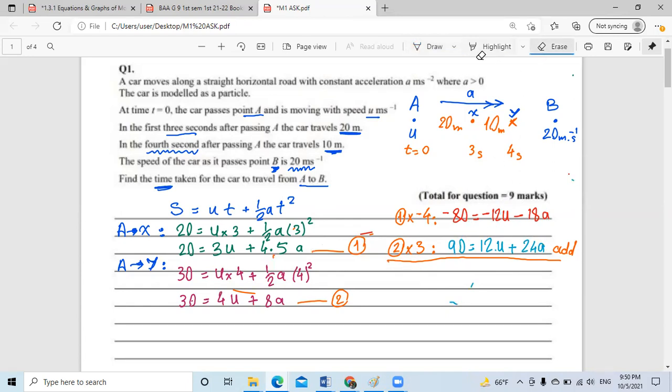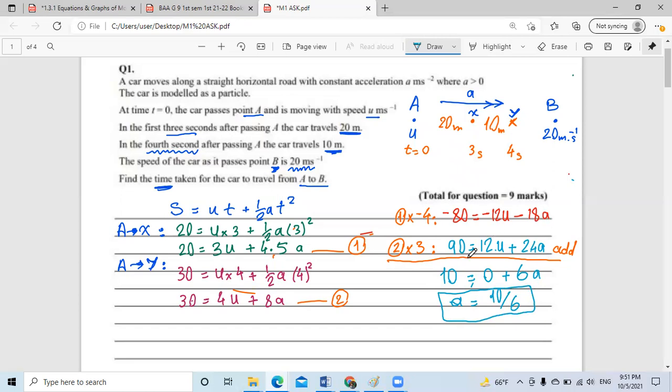I will find that -80 plus 90 is 10, equal to -12u plus 12u, which cancel out each other, 0, and -18a plus 24a, which is 6a. So my acceleration will be equal to 10 divided by 6. That's the first unknown.